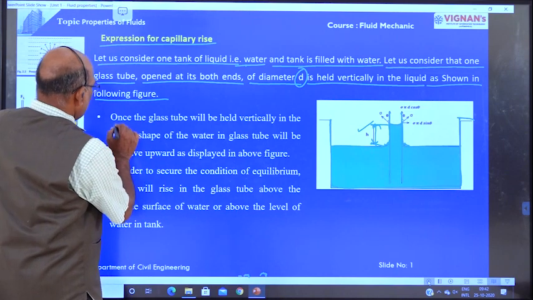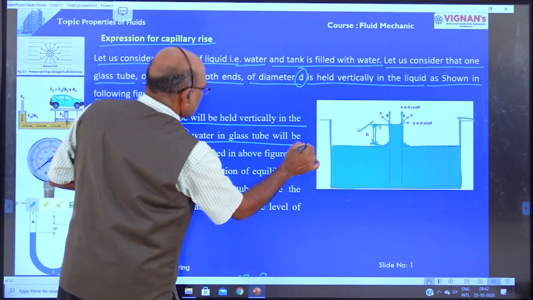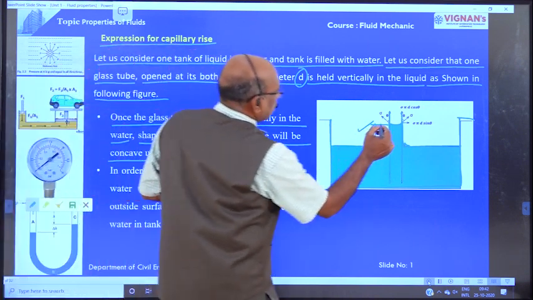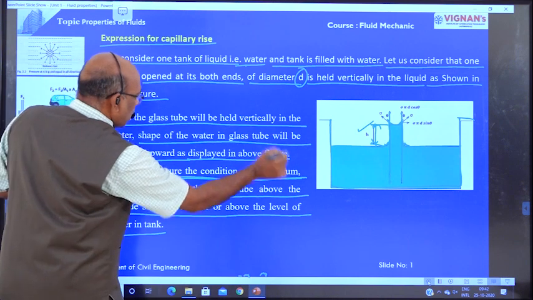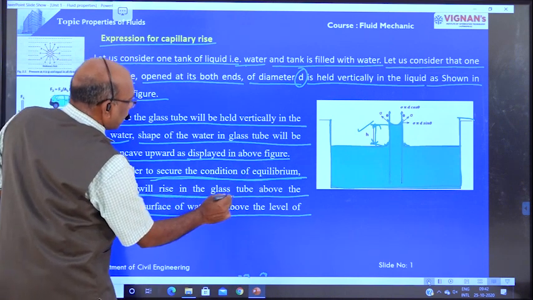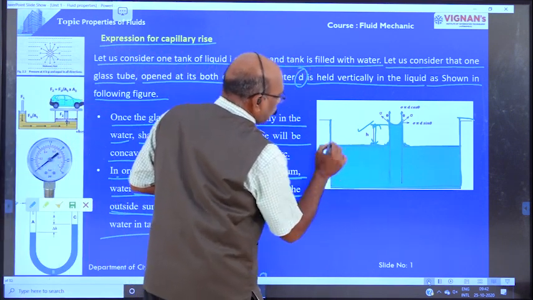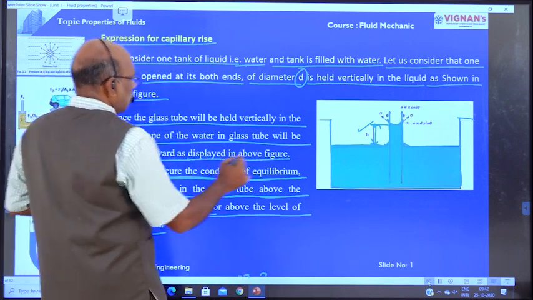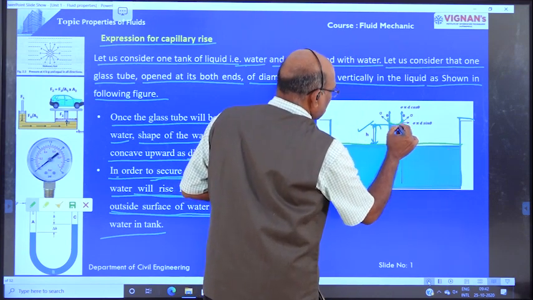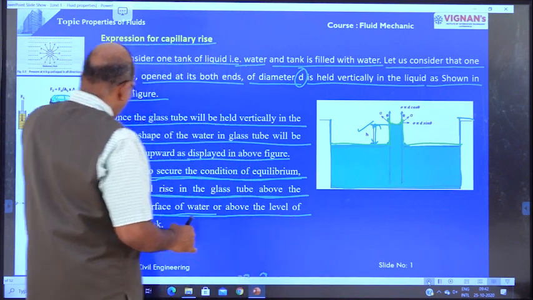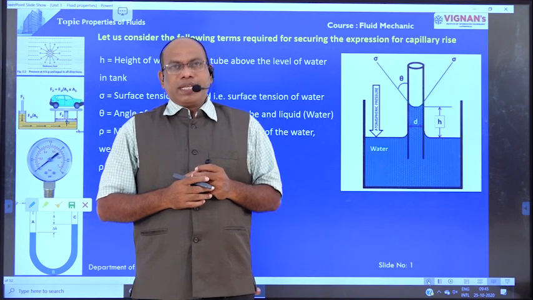Once the glass tube is held vertically in the water, the shape of the water in the glass tube will be convex upward. In order to secure the condition of equilibrium, water will rise in the glass tube above the outside surface level of water. This is the outside surface level of water, but the inside surface level rises like this, right? Now we are going to derive the equation for the capillarity rise.